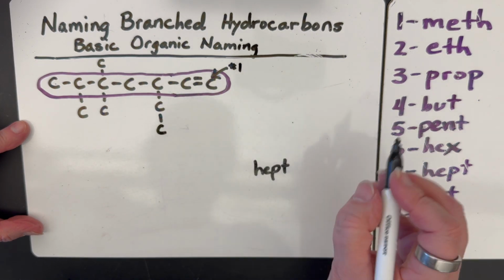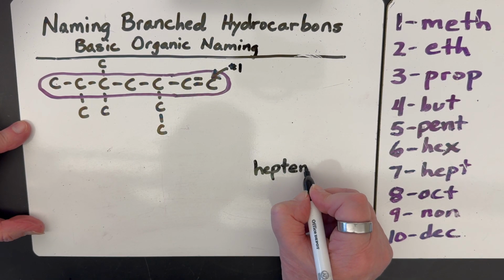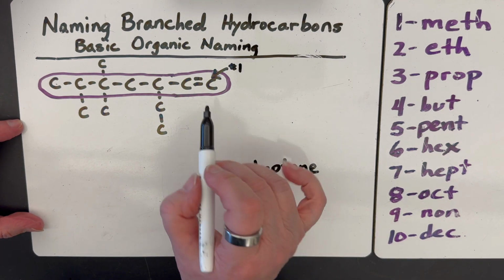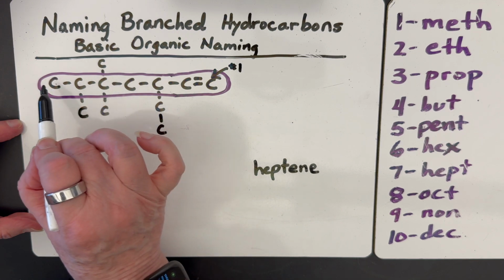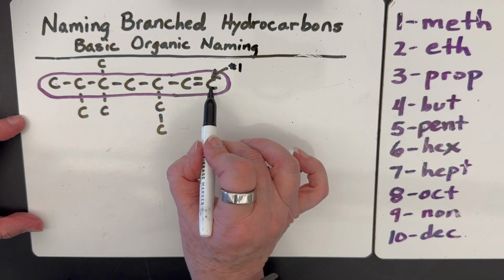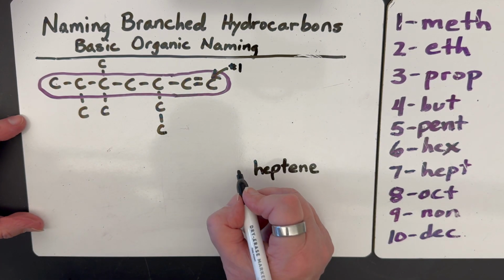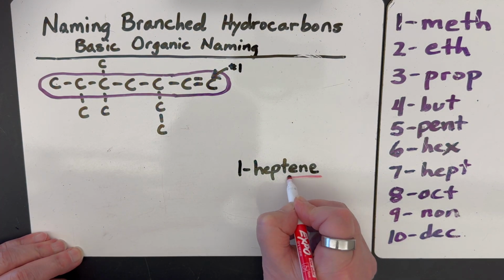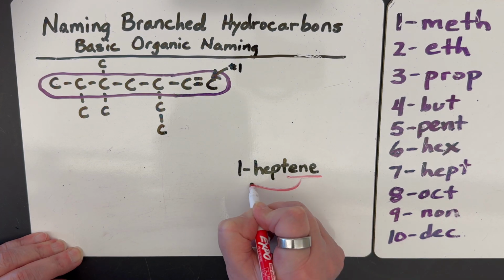Double bond is ENE, and you have to put a number in front of this saying where the double bond is, because it could be anywhere in here. It's between carbon 1 and 2. So that's 1-heptene. So that 1 is the location of the double bond.